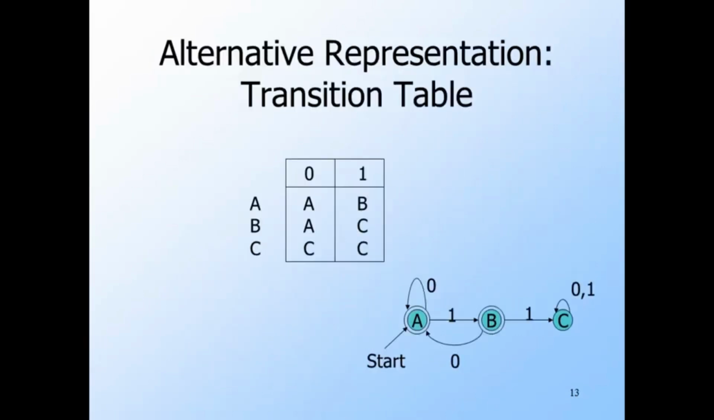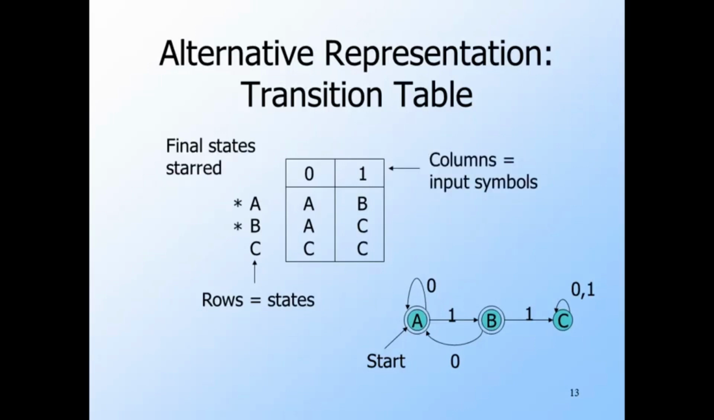We can also represent automata by tables. Here's our example automaton for strings without consecutive ones, shown as a transition graph in the corner. And we also see a representation of the same automaton as a table. The rows each correspond to one of the states, and the columns correspond to the input symbols. We indicate the final states by putting a star next to their name, and the start state is indicated by an arrow.